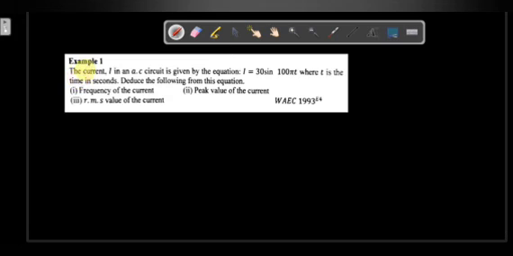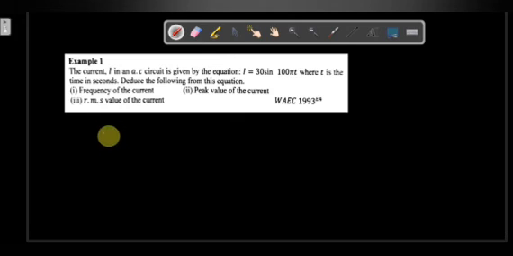Okay, so let's take this example. The current I in an AC circuit is given by the equation I equals 30 sine 100 pi t, where t is the time in seconds. Deduce the following from this equation: frequency of the current, peak value of the current, RMS value of the current.